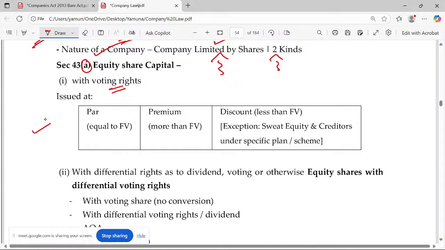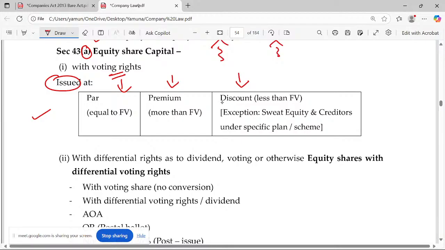When you talk about equity share capital, it can be issued at par, premium or discount. Actually, when you refer to the Companies Act, it says issuing at discount is prohibited, but for sweat equity shares or under some specific plan or scheme, it can be done. For ESOP and other things, it can be done. Generally, it is prohibited. What do you mean by discount of shares?